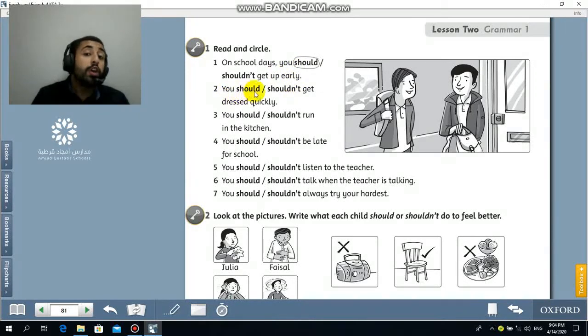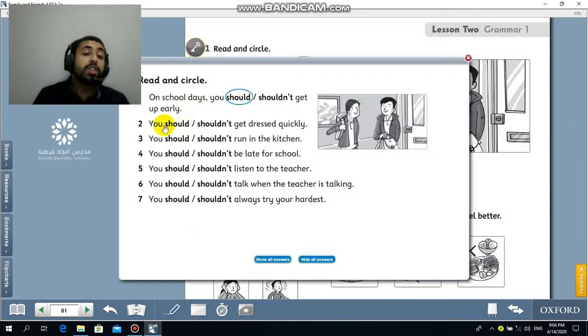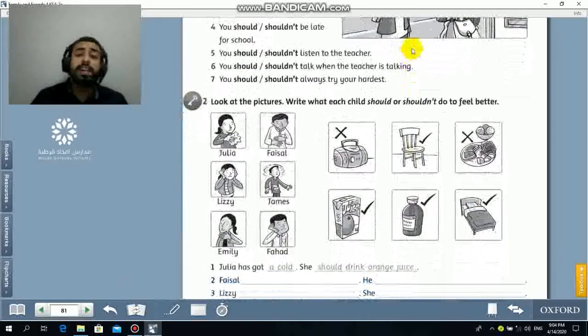Sentence number 2, you shouldn't get dressed quickly. Should you or shouldn't? Let's see. So you should or shouldn't get dressed quickly. Get dressed quickly يعني you put on your dress quickly. So it's you should get dressed quickly so you can arrive at school early, okay? So this is for exercise number 1.